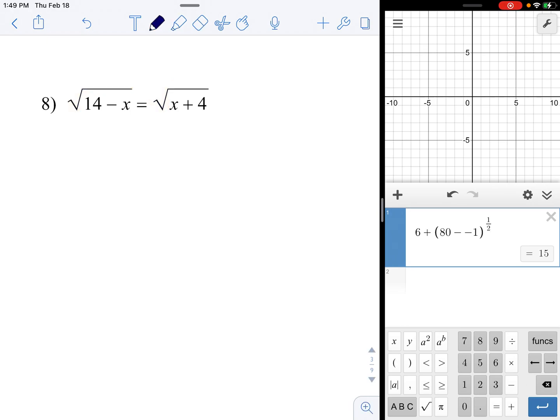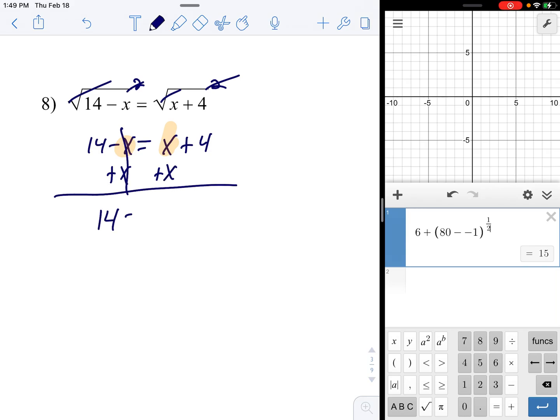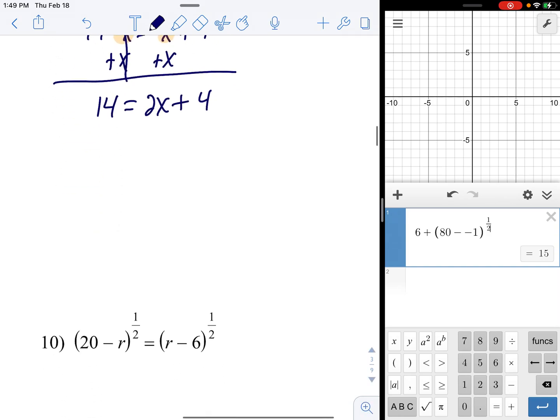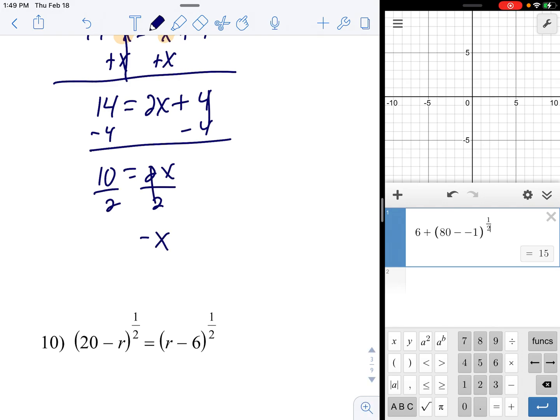the equal sign. To solve this, you square both sides to cancel out both square roots, and you get 14 minus x equals x plus 4. From here, because we do have x on both sides of the equal sign, we need to get like terms together. So I'm going to go ahead and add x. 14 equals x plus x is 2x plus 4. Now we can subtract 4. You get 10 equals 2x, and divide by 2, x equals 5. So that should be our answer.